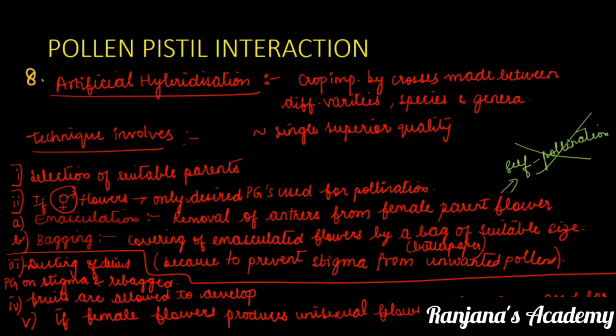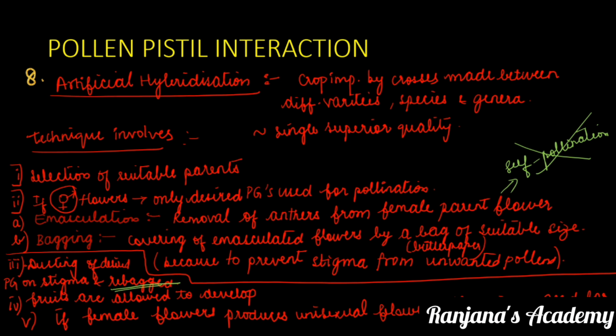You are going to dust them on your female part. Again, you are going to rebag them. That is important. If you don't, before this could be achieved, another pollen will go and fertilize it. So again you are supposed to rebag until the fruits are allowed to develop. You will be giving a suitable size, so that the fruit should not be affected by the growth. The bag has to have a suitable size.